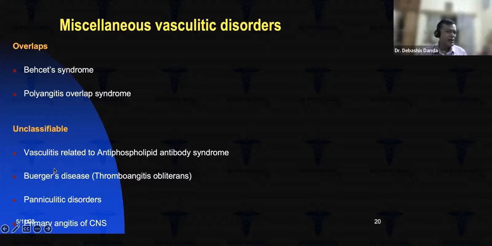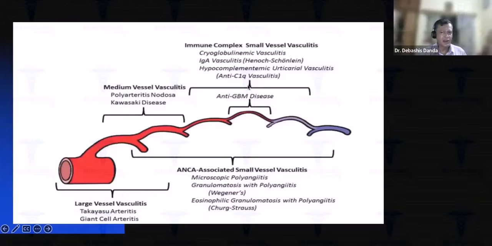Also, some are a little unclassifiable in the older classification, like vasculitis in antiphospholipid syndrome, which is predominantly a thrombotic disease, but can also have vasculitis. Buerger's disease, thromboangiitis obliterans, seen mostly in smokers. Panniculitic disorders of different kinds, and the CNS angiitis, primary CNS vasculitis. These are a little unclassifiable. So a new classification came in 2012, the Chapel Hill classification.